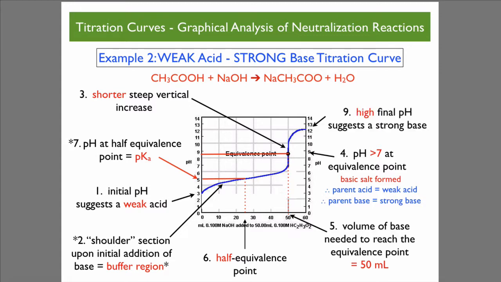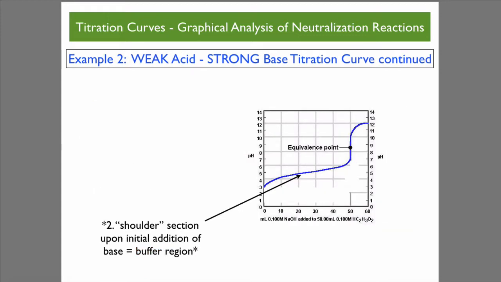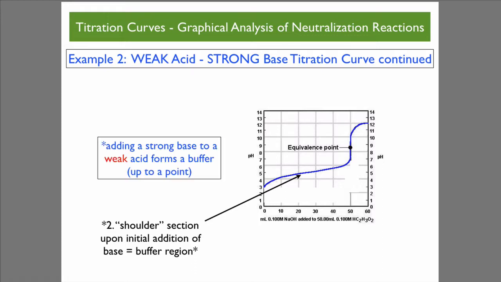All right. Finally, you've got a high pH, which suggests a strong base. So you can see this graph tells us a whole bunch of information. Weak acid and strong base, again, this time let's talk a little about that shoulder section upon initial addition. It's the buffer region. Adding a strong base to a weak acid forms a buffer, if you remember the last presentation, up to a point.